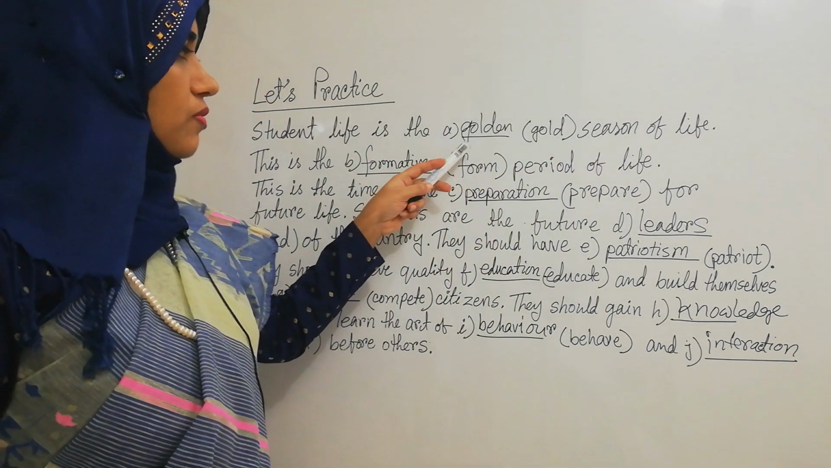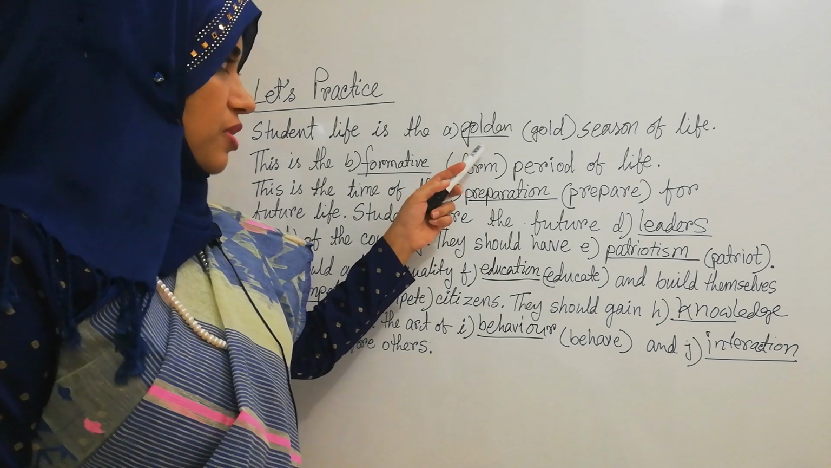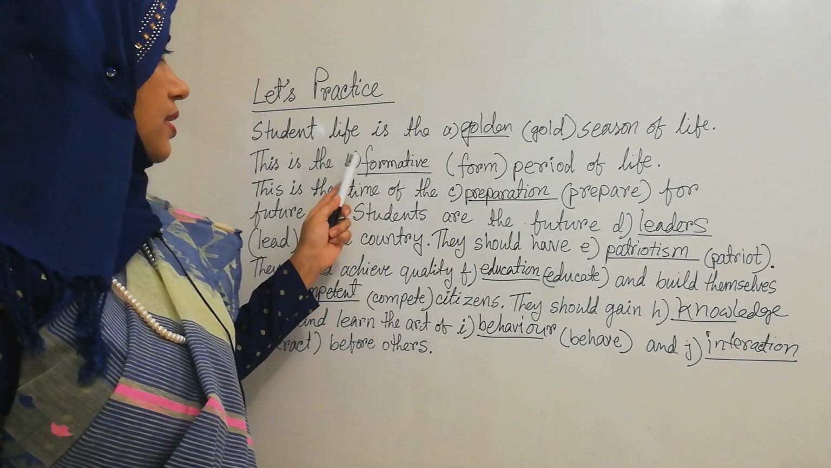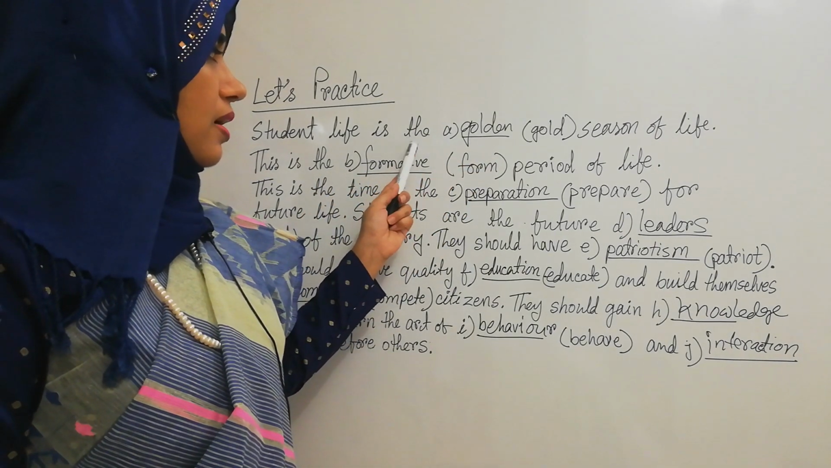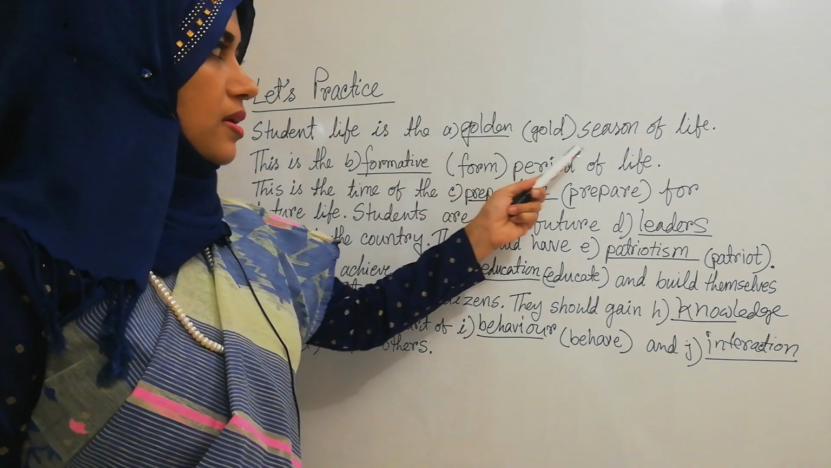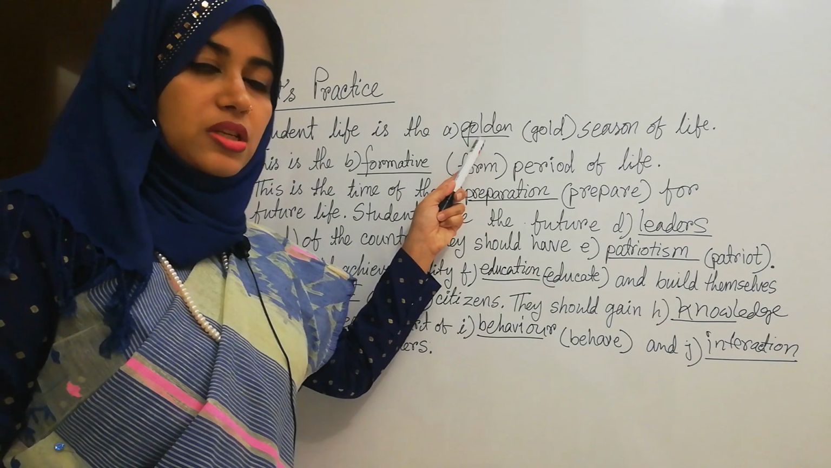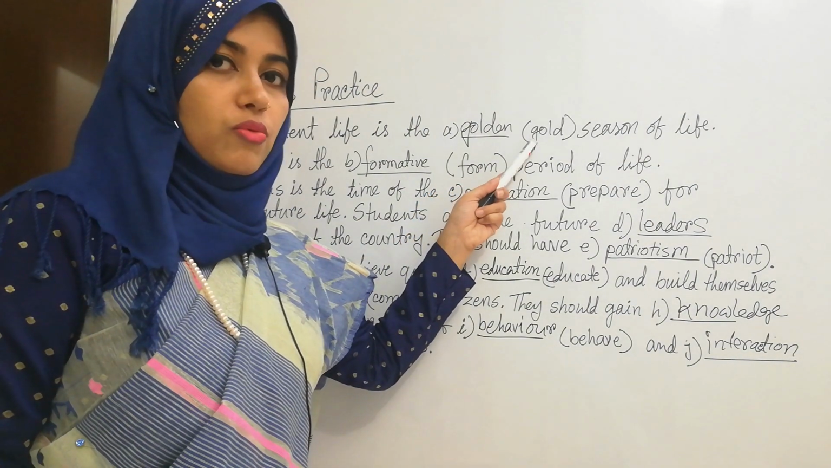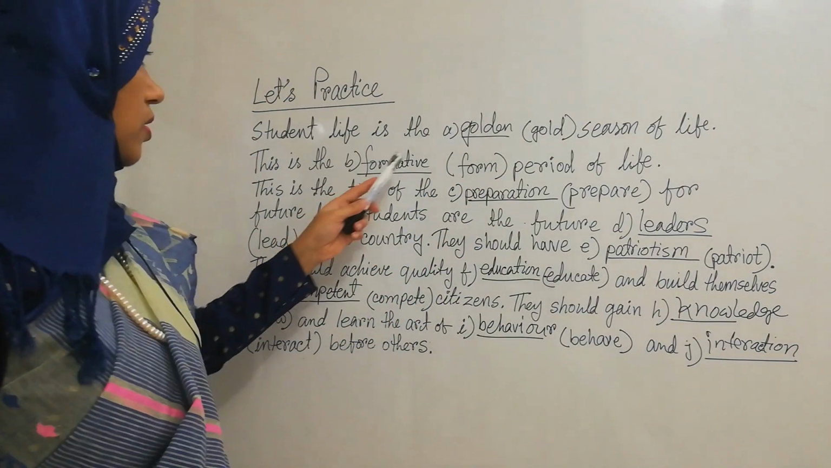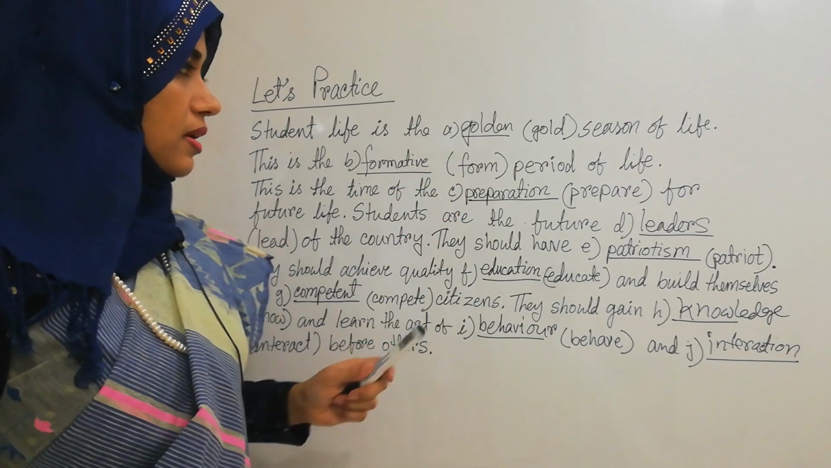See, I have already written the answers and now I will explain it to you. That is, when you find an article before the gap and there is a noun after the gap, in that case you have to use the adjective form of the given word. Okay, so the adjective form is golden here.